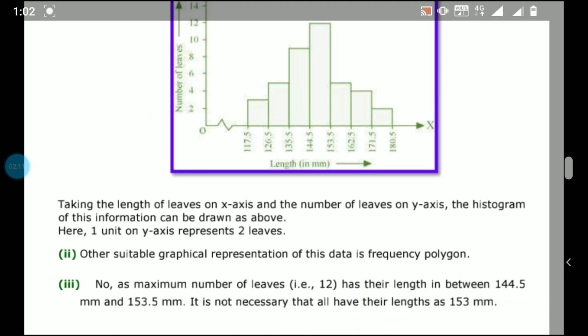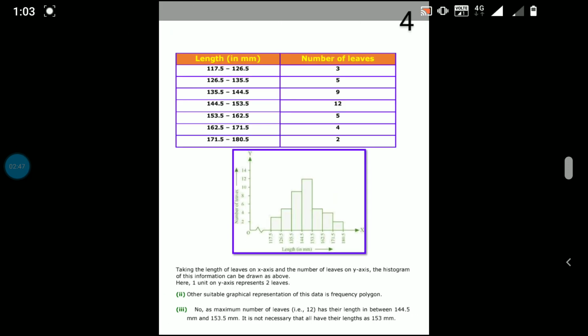And the next is given: the maximum number of leaves, 12, have a length between 144 and 153. Okay, and we have to give the answer for the minimum and maximum. It is not necessary that all of them have a length of 153 millimeter. It is not compulsory, not mandatory, because some have one length and some have another, so it is not compulsory that all leaves have a length of 153 millimeter. Okay, so this is the form of histogram.